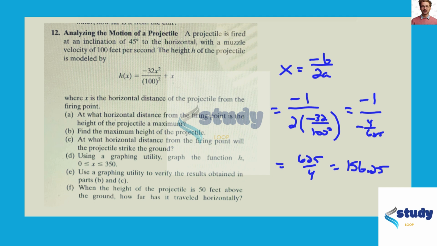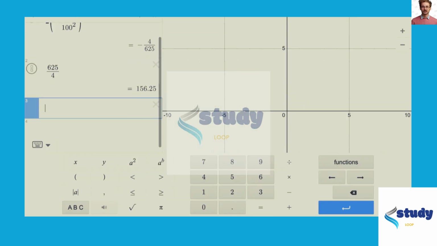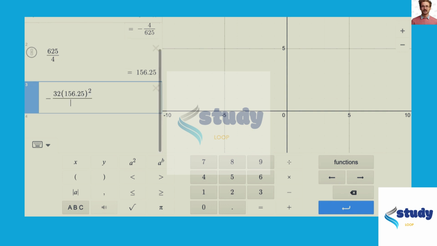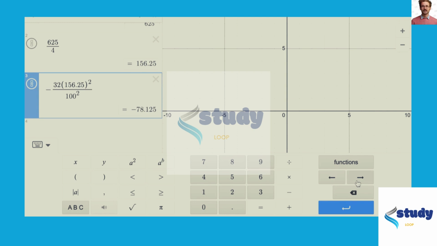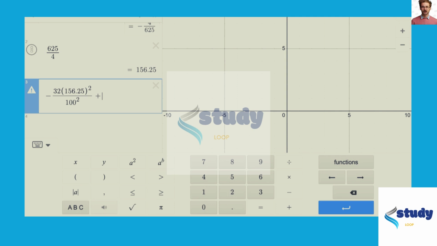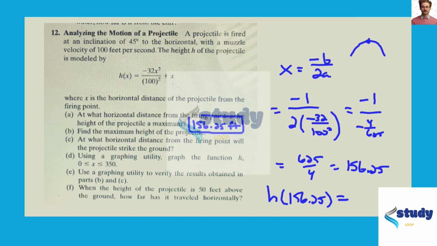So when we're looking at this projectile maximum, the horizontal distance would be the x-coordinate, so it would be 156.25 feet. The maximum height would be, if we substitute 156.25 in for x, so that'd be h of 156.25. Let me go back to the calculator. And so that would be negative 32 times 156.25 squared over 100 squared plus x, which is 156.25, 78.125 would be the maximum height.